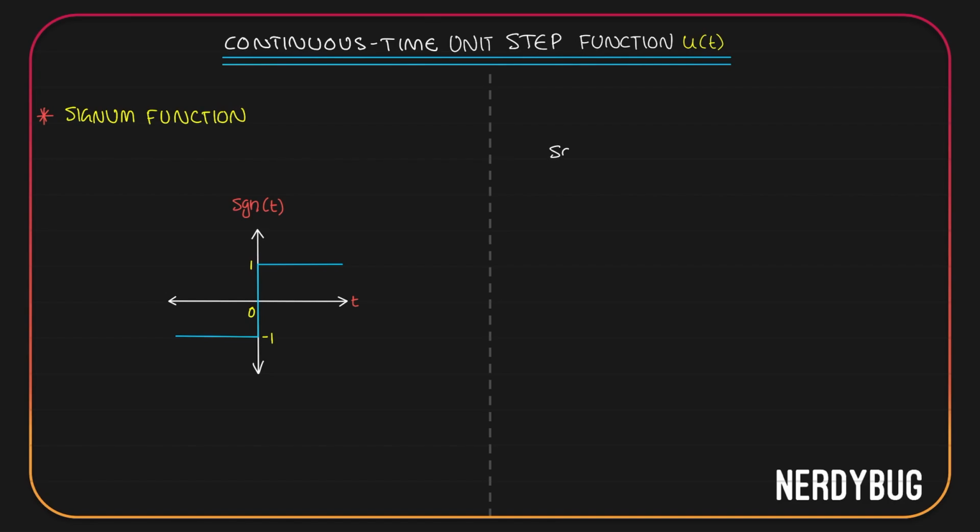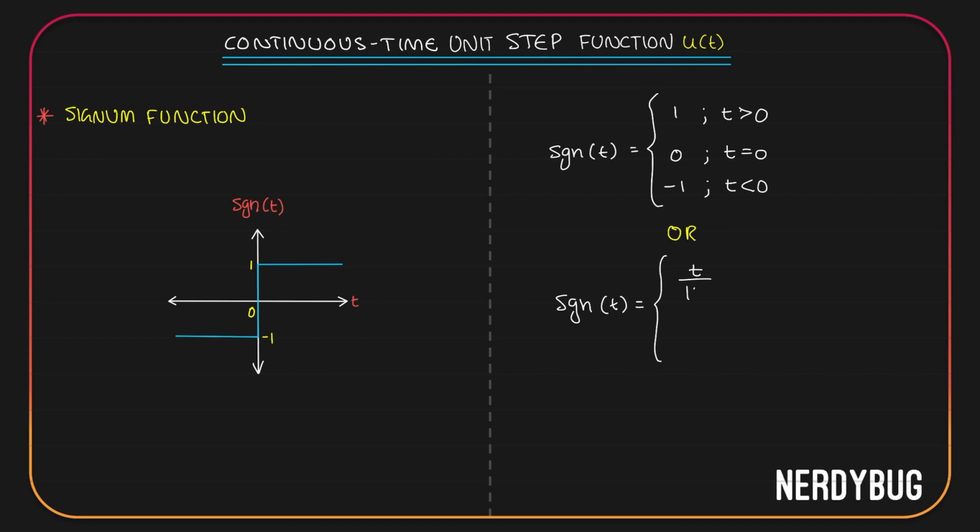Mathematically, we can write it like this: Signum function of t, it's 1 for t greater than 0, it is 0 for t equal to 0, and it is minus 1 when t is less than 0. Another way of writing this is, Signum function of t is t divided by mod t if t is greater than 0 or t is less than 0, and 0 if t is equal to 0.